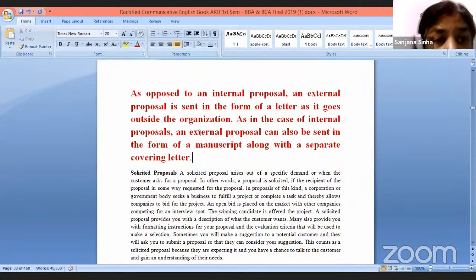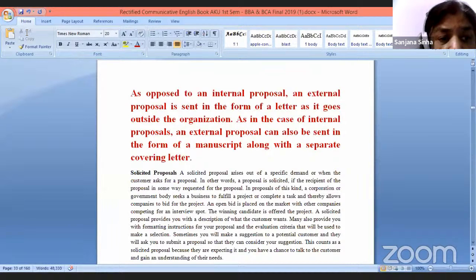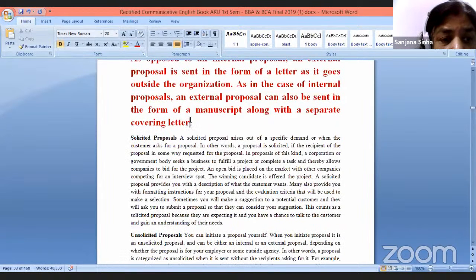Unlike the internal proposal, an external proposal is sent in the form of a letter as it goes outside the organization. As in the case of an internal proposal, an external proposal can also be sent in the form of a manuscript along with a separate covering letter. A covering letter is a letter which introduces your company.